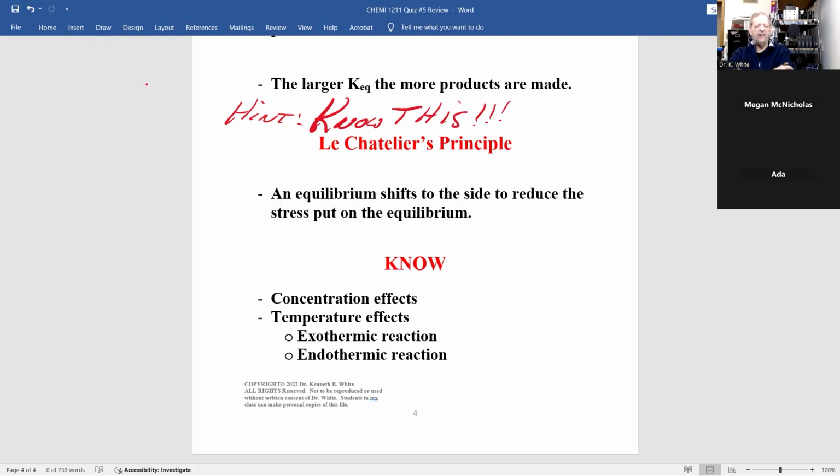And that's Le Chatelier's principle. An equilibrium shifts to the side to reduce stress put on the equilibrium. Now, I'm going to go through a problem or two from the problem set. You should know what happens when you change, like add or take away, one of the products or starting materials. Which way does the equilibrium shift? You should also know exothermic reactions and endothermic reactions.